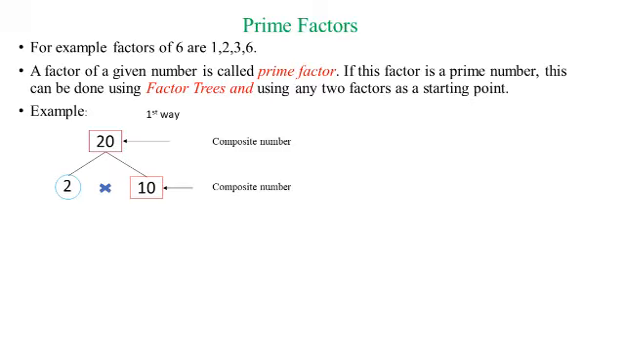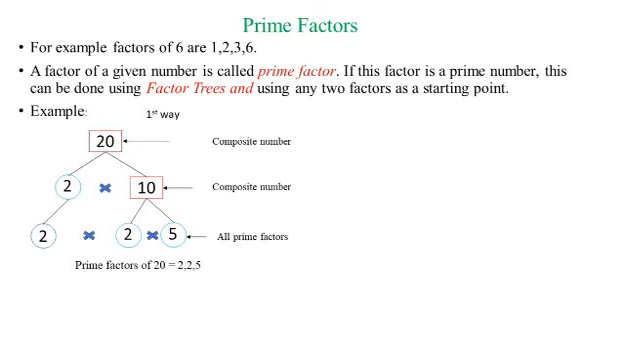So in the next step, I bring down this prime number as it is and split down 10 as 2 times 5. Here 2 and 5 are prime numbers, so I circle both of them. I have no more composite number left, so now I know I have found all the prime factors of 20. So prime factors of 20 are 2, 2 and 5.